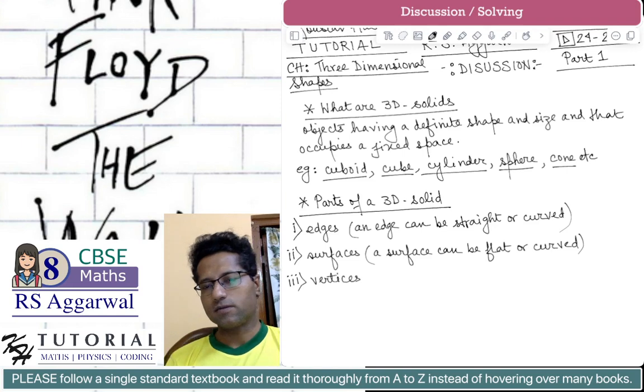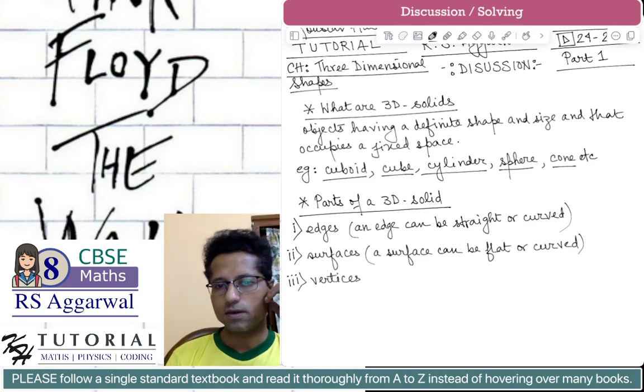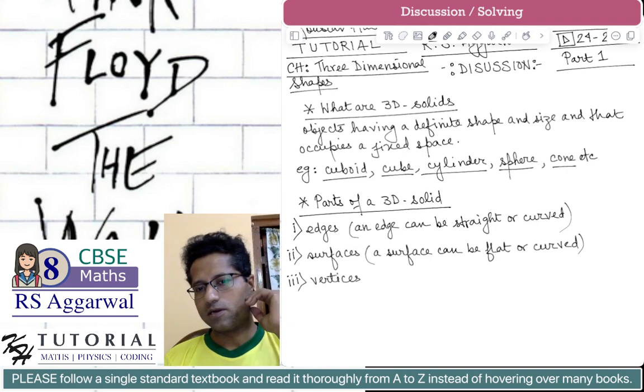So any object which occupies some fixed space, by fixed space it means that the amount of space it occupies does not change with time, or even if the object changes its position, the space that it occupies remains the same. And also the object has a definite shape and size, which means that the shape and size also do not change.